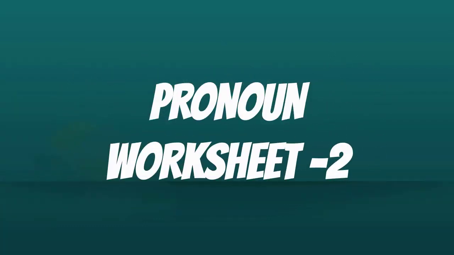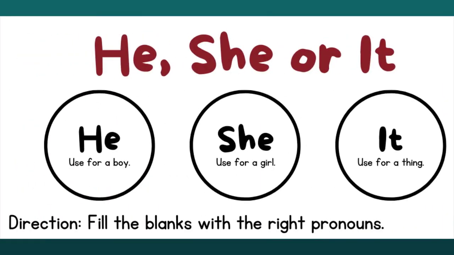Pronoun Worksheet 2. He, she, or it. He: use for a boy. She: use for a girl. It: use for a thing. Direction: fill the blanks with the right pronouns.